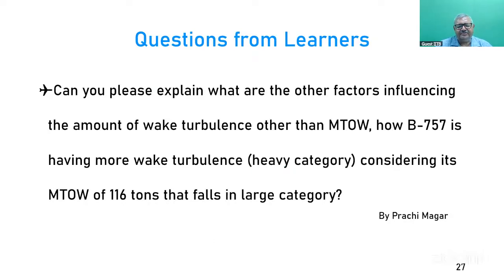Okay, Prachi has a question. Can you please explain what other factors influence the amount of wake turbulence other than max takeoff weight? So first, let me answer this question. Generally speaking, max takeoff weight is a direct indication of the size of the aircraft. The larger the aircraft, the more lift is required for it to maintain lift equal to weight, and lift more than weight to fly. Therefore, the wake turbulence from the wingtips is stronger.